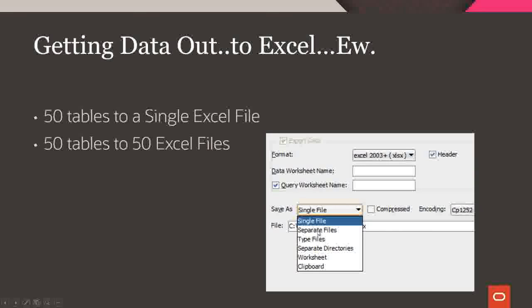If I have separate files checked, I'll point to a directory instead of a file, and we'll give you one file per object. And in this case, it doesn't have to be Excel. Once you go multiple files, it's whatever format you want.